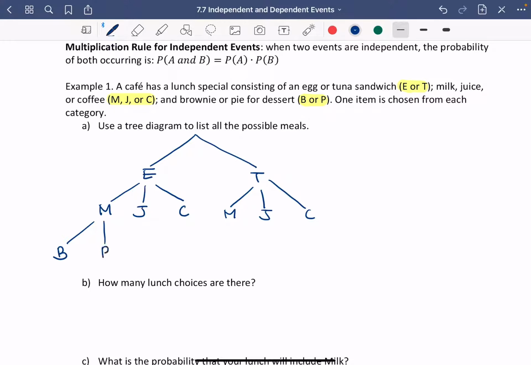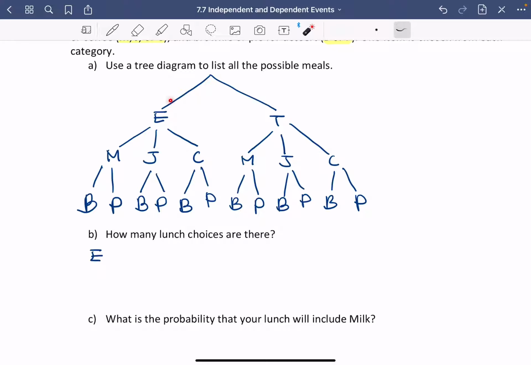Now, how many lunch choices are there? Well, we can list all of them out. So this is our tree diagram. We can list all the lunch choices out. If you look at the first branch here, if you pick an egg, you can pick a milk, and you can pick brownie. So that's the first choice you can have. Egg sandwich, milk, and brownie.